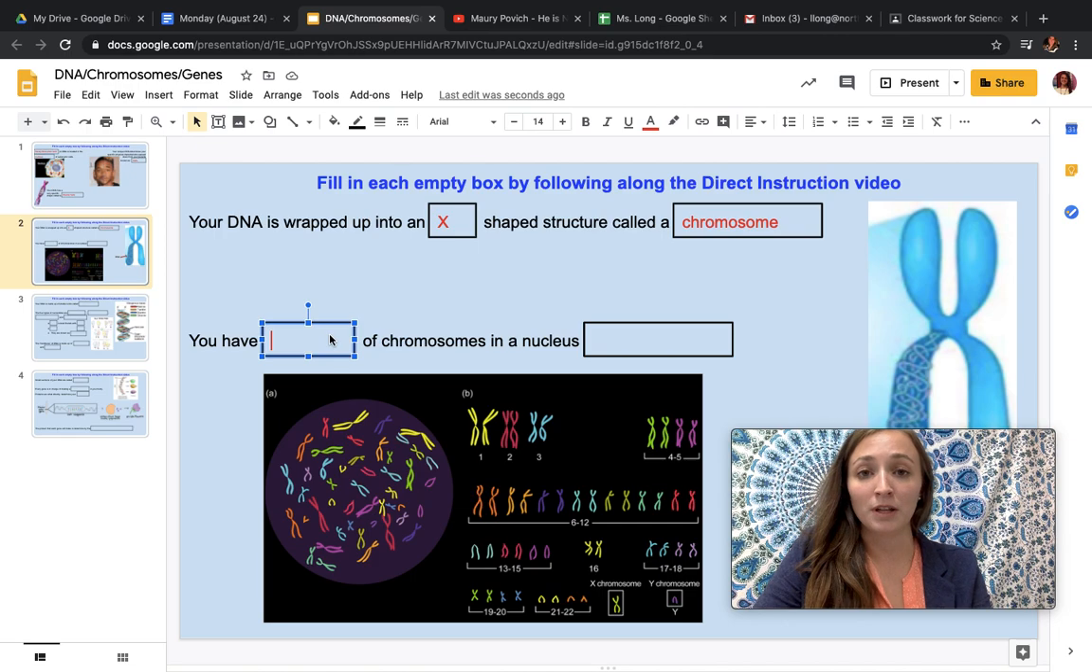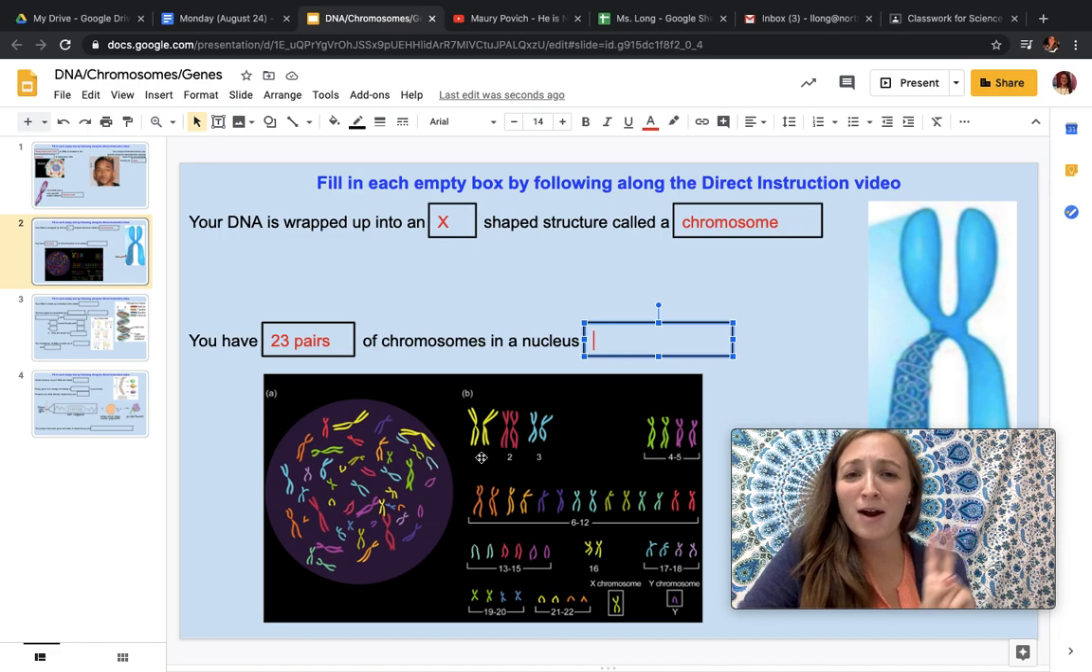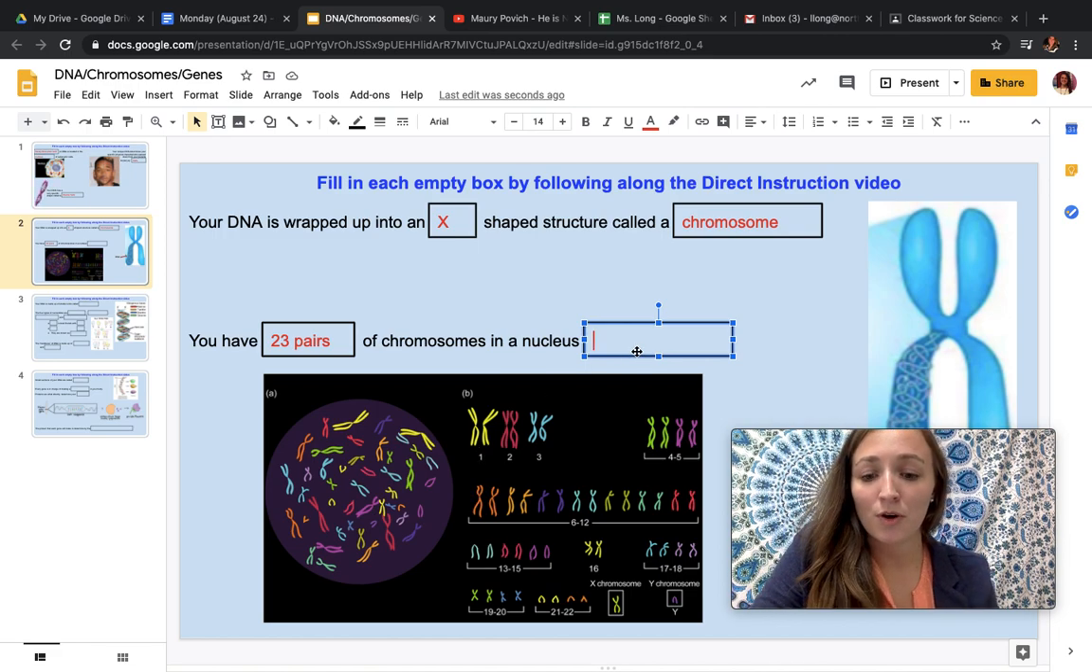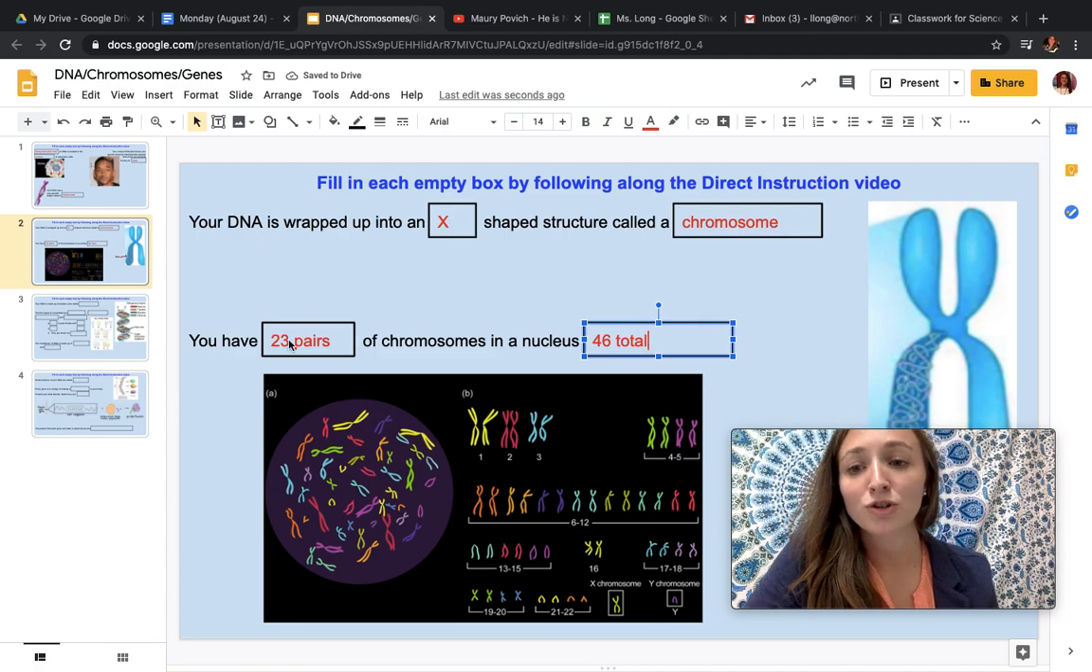Now, inside your nucleus, you don't just have one chromosome, you have 23 pairs of chromosomes. Each chromosome, as you see in the picture here, has a little buddy. They go pair by pair. So that gives us 46 total. Yep, that adds up. I'm not great at math. 23 pairs makes 46 total.